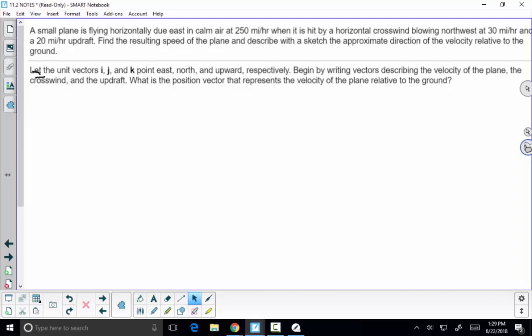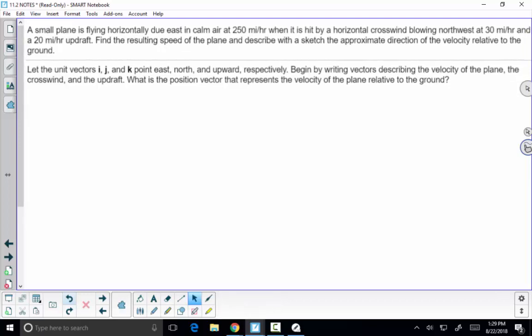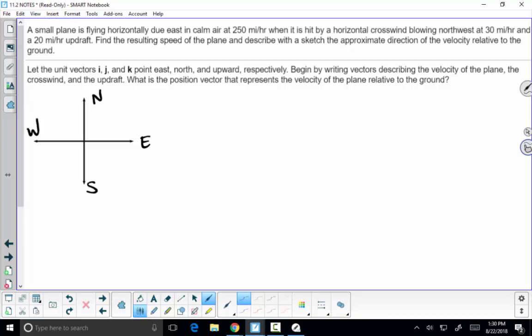Let's forget about the updraft for a minute and focus just on two-dimensional space. When we graph navigation problems in two-dimensional space, we typically go north, east, this direction, that way. That's how we'll label it. Let's focus on the pieces that don't involve the updraft first, just to make sure we have a good picture of what's going on. So flying horizontally due east at 250 miles per hour. Let's draw a vector that represents that velocity. So due east, and we'll write a vector length of 250 on there.